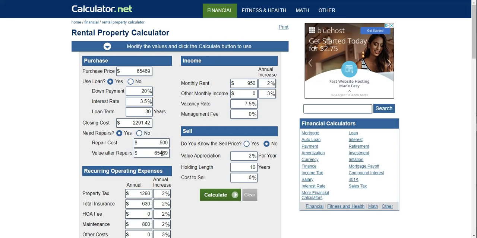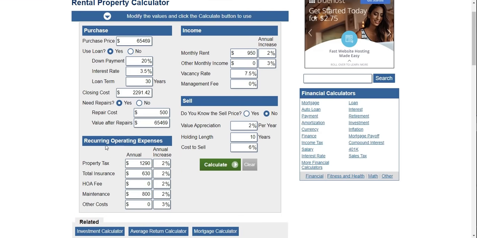But in this example, we're keeping the value the same. So then you move down to your recurring operating expenses, which are things like the property tax that we got off the Zillow site. I put in the $12.90, and we're going to assume for this example that property taxes and all of these operating expenses are going to escalate at 2% per year.